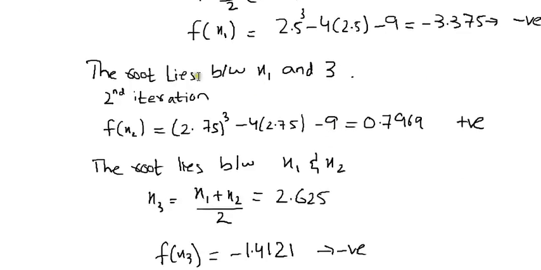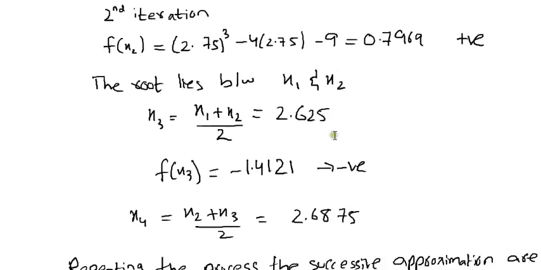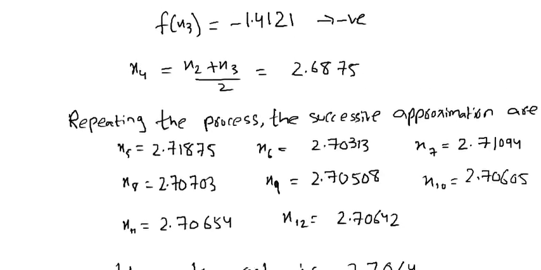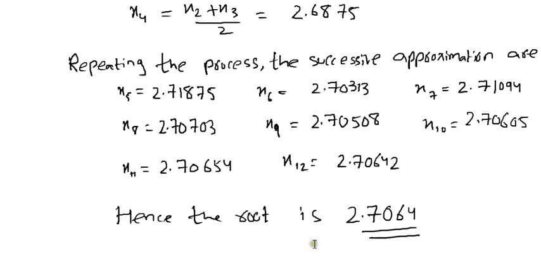Then we take the mean again and see whether it's positive or negative. See, it's a negative value, so we assume it as our new lower limit, and we neglect the old xl and x1 and take this as our new value. Then it comes out again and again as we iterate. By multiple iterations we get a root which is close to 2.7064. Thank you for watching.